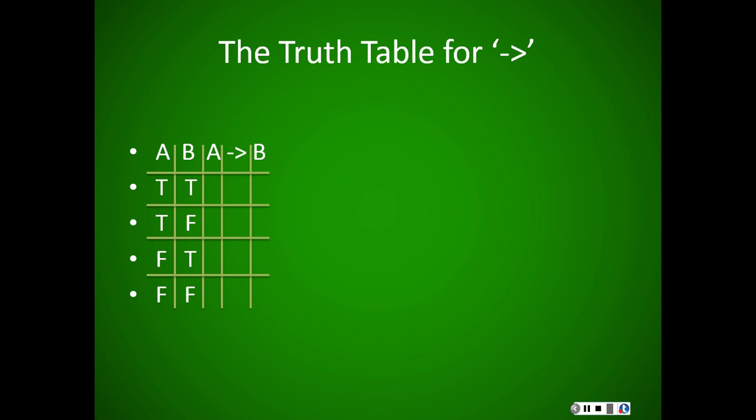So I draw my grid. I list out all the possible combinations of true and false. Now I try to consult my linguistic competence in the same way I did for negation, and for and, or. I try to consult my linguistic competence with conditionals to tell me how to fill in this truth table. And I think it's pretty clear how to fill in at least one of the rows of this truth table.